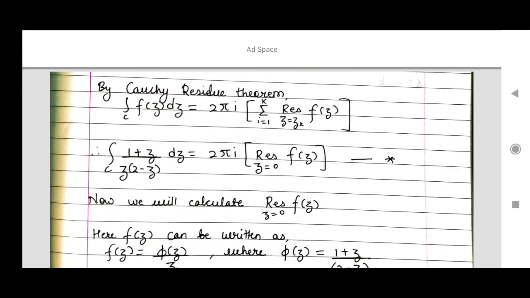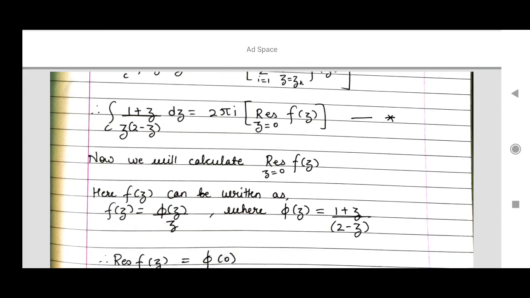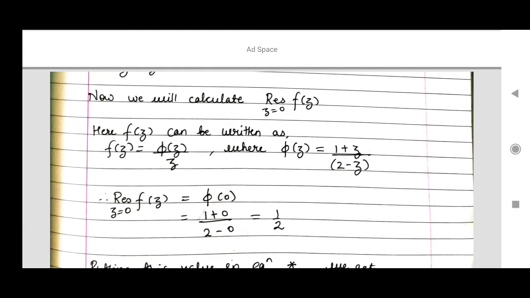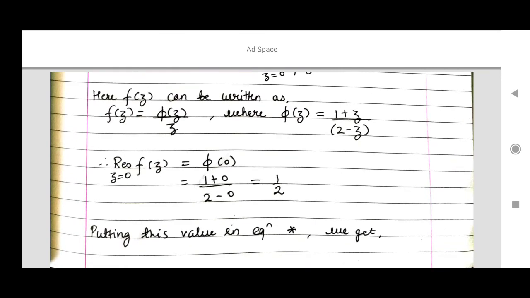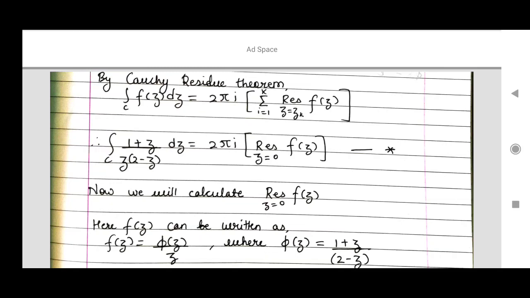Now we will calculate the residue of f of z at z is equal to 0. Here f of z can be written as f of z is equal to phi of z upon z, where phi of z is equal to (1 plus z) upon (2 minus z). Therefore, the residue of f of z at z is equal to 0 is equal to phi of 0, that is, (1 plus 0) upon (2 minus 0), which gives us half. Now let's put this value in equation star.